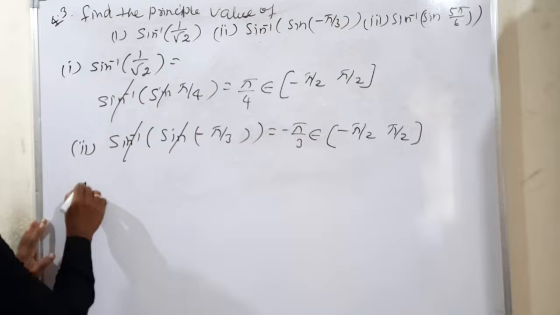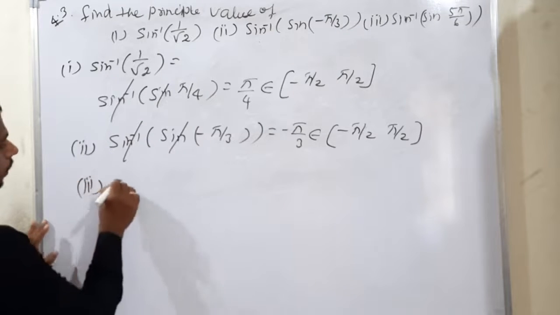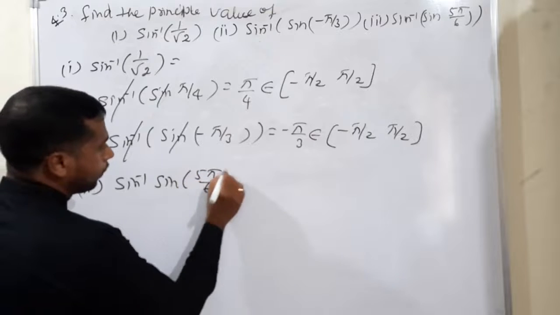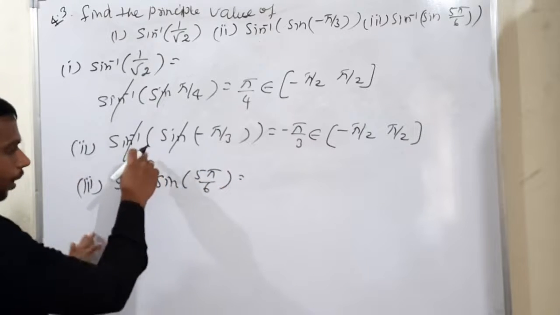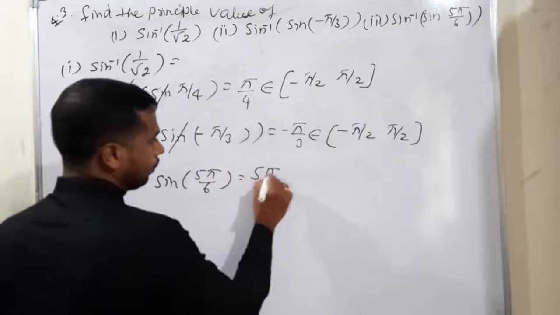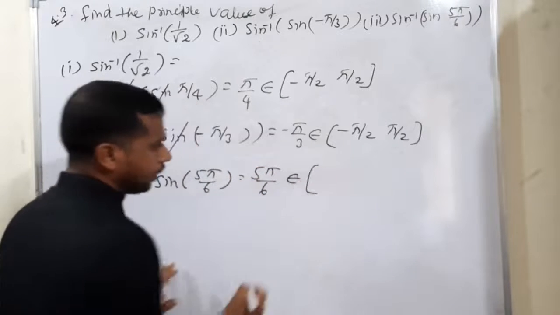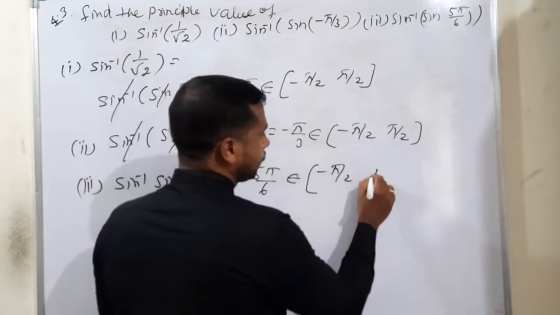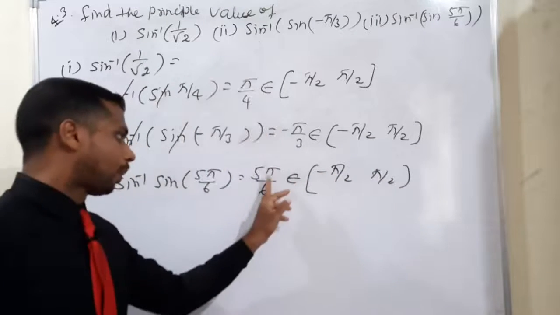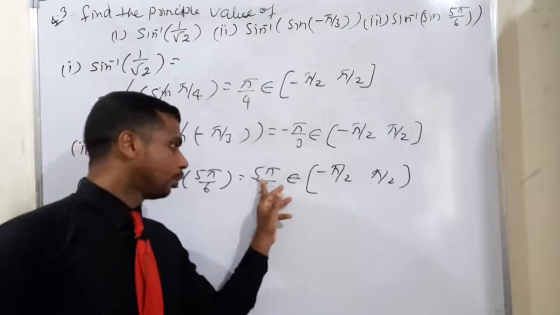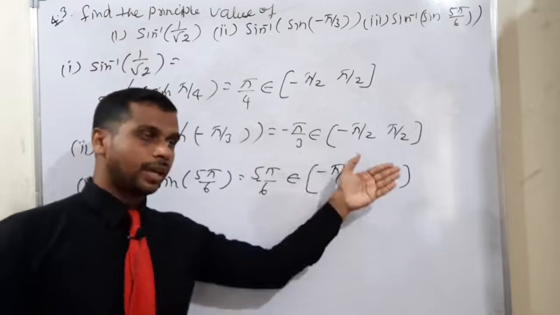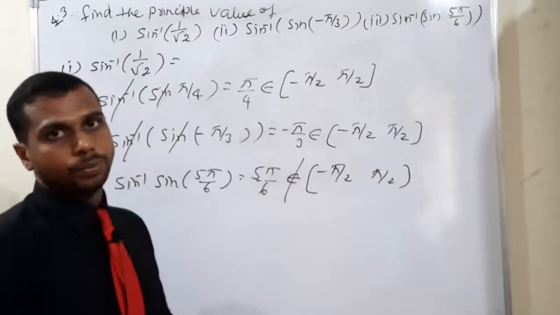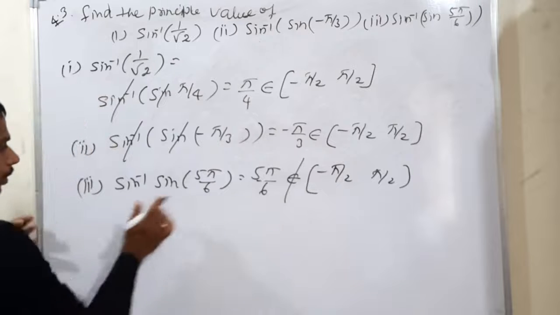Moving to subdivision third. Subdivision third, sine inverse of sine 5 pi by 6. According to the property, sine inverse sine cancel means the value will be 5 pi by 6. But we have to check whether it lies between negative pi by 2 to positive pi by 2. Definitely, 5 pi by 6 means 30 into 5, which is 150. Definitely it's more than negative 90 to positive 90. Therefore, it does not lie in negative pi by 2 to positive pi by 2. So, we have to interchange.